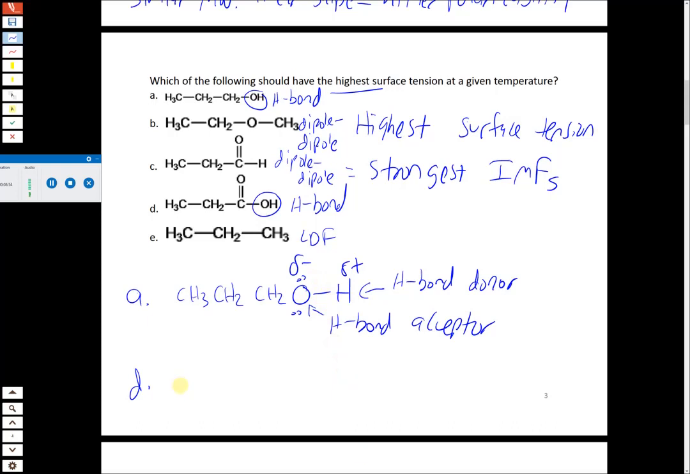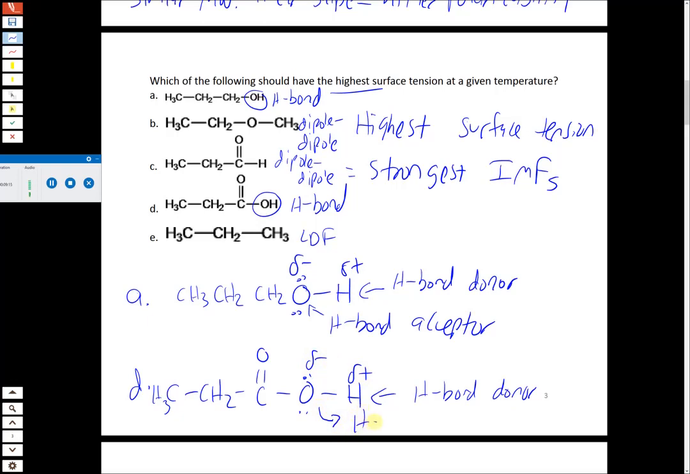Now if we go to choice D here, which has this structure, we still have one hydrogen bond donor in this molecule, but we'll notice that we have this oxygen here, which is delta minus, so this is going to be a hydrogen bond acceptor.